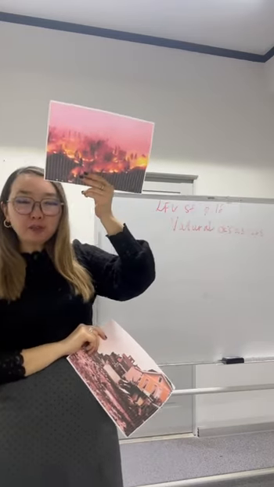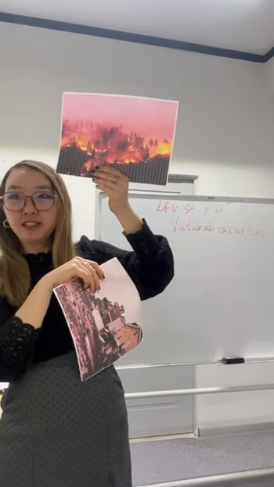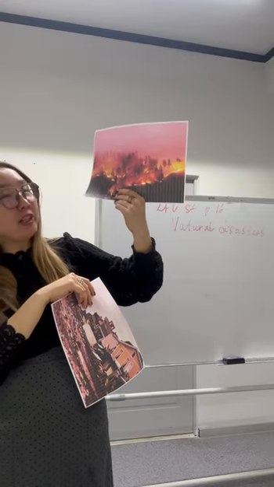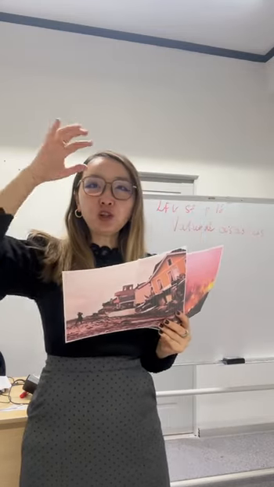Now let's look at this picture. It's a fire. What do we see in here? Forest. Forest, yes. We can see trees, fir trees. So how do we call this kind of fire? Yes, it's burning. So we call them wildfires. Wildfires. Okay.